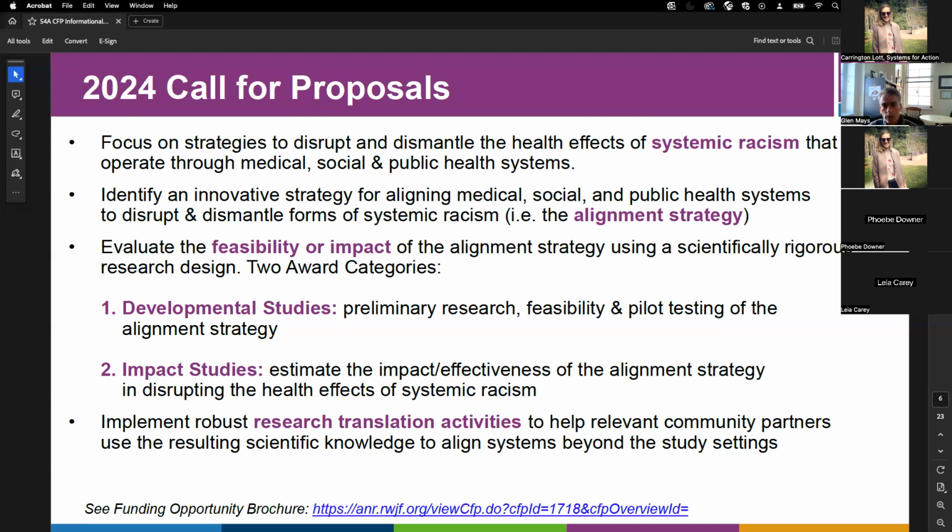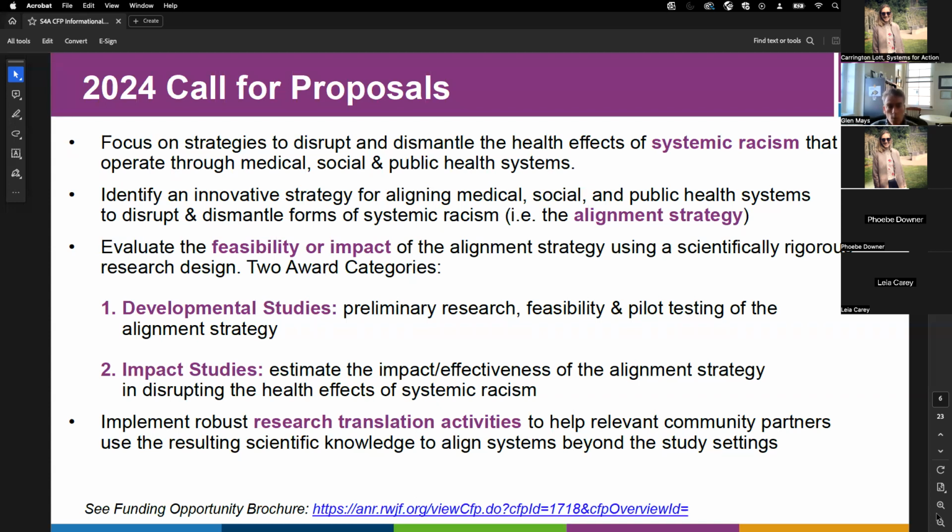There are two categories of awards that are available through this 2024 call for proposals. So you can choose to apply to one of these categories of awards. Category 1 is called the Developmental Studies category, and this is designed to support earlier stage preliminary research, studies that are designed to test the feasibility and acceptability of an innovative alignment strategy designed to disrupt and dismantle forms of systemic racism. This is a great category for conducting initial pilot testing and feasibility testing of a new alignment strategy that you've identified, but haven't yet had a time to test for implementation feasibility.